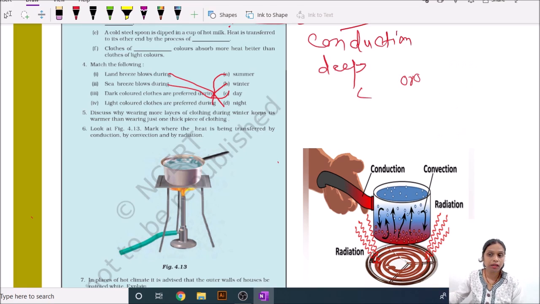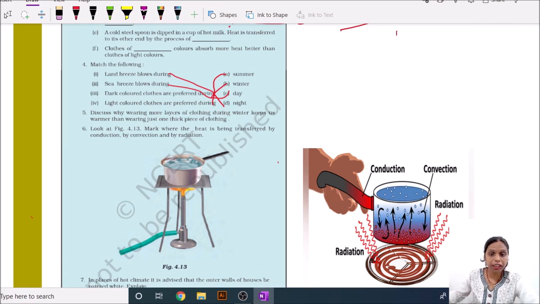What is this? This is the process you can see here, look at this picture. The heat is being transferred by the process of conduction, convection and radiation. So you can see from this diagram what it shows. Whenever you touch the handle of a pan, you feel that it is warm. Then it is a process called conduction.